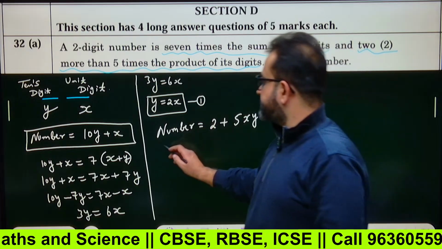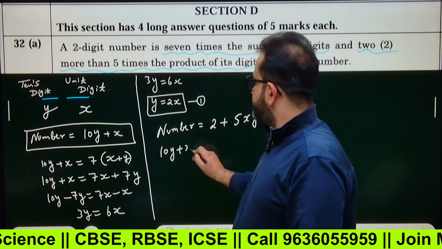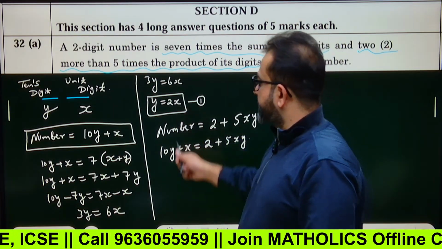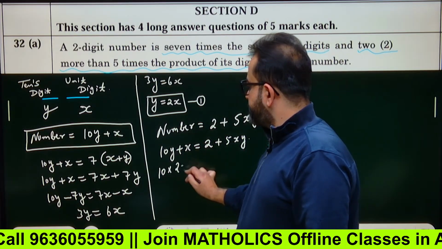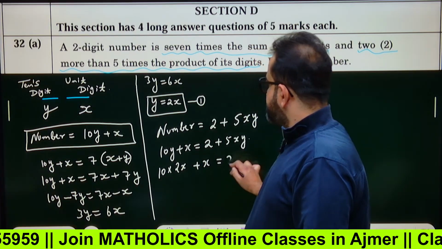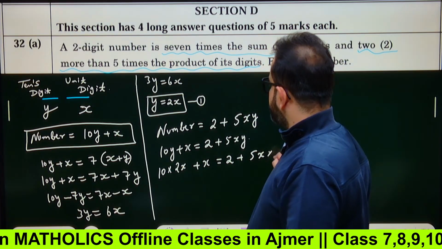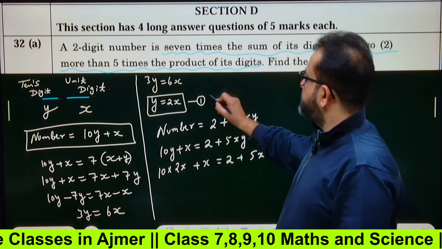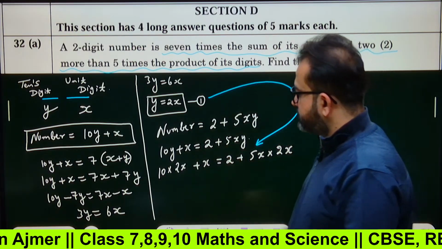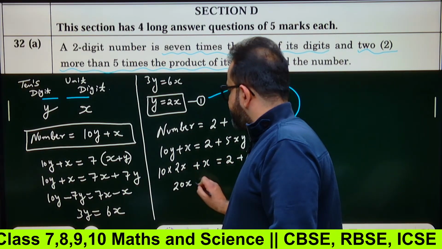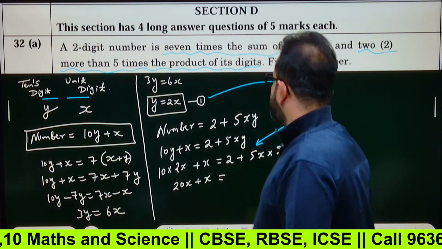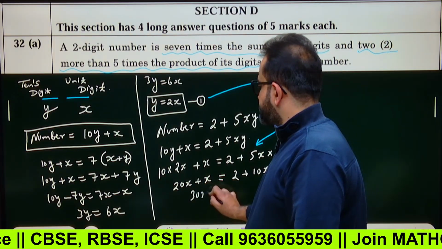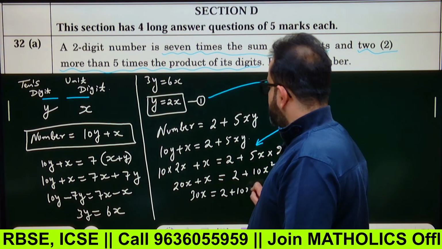So the number was 10y plus x equals 2 plus 5xy. Instead of y, put 2x. So it will be 10 into 2x plus x equals 2 plus 5x into, instead of y, I am putting 2x. Just put equation 1 into this step. 10 into 2x is 20x, plus x, equals 2 plus 5 twos are 10x square. So it is 30x equals 2 plus 10x square.